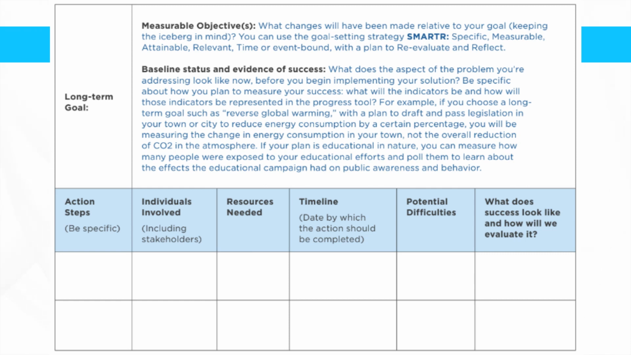You're going to list out the potential difficulties of accomplishing this step. What's going to hold you back from actually taking that action? These might be outside obstacles, or they could be even internal obstacles, fears that you have. And then finally, what does success look like at this step, and how will you evaluate it? How do you know the step is completed and that you need to move on to the next step?